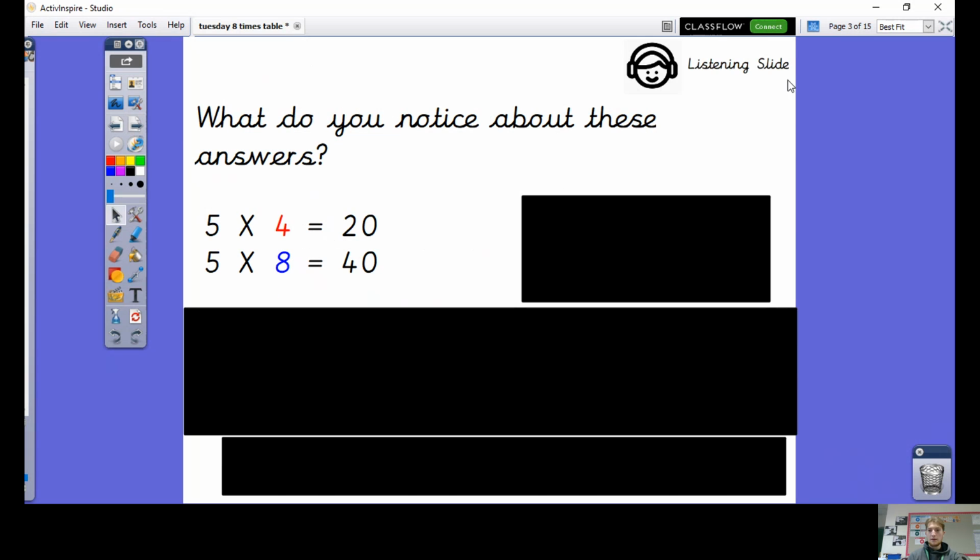Okay, let's move on. So remember, this is a listening slide. So we just need our pencil on our paper, listening to what I'm saying now. Right, I would like you just to look at these 2 number sentences here. I'd like you just to look at these 2 numbers here and these 2 numbers here, and just think, what can you notice about them?